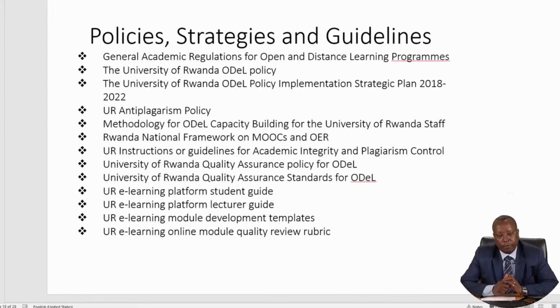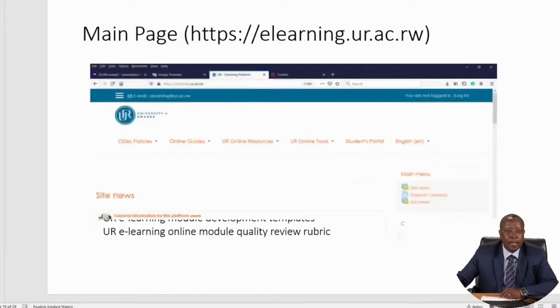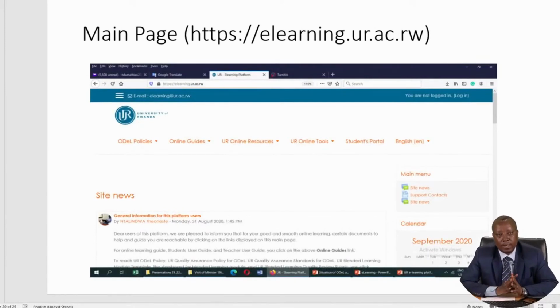Now, for the quality of the e-learning platform, we have different policies, strategies, and guidelines that you are going to follow. And as I said, you are going to have this list on the main page of the e-learning platform. The address is there, elearning.ur.ac.rw. You can go there and try now to get access to your different modules.